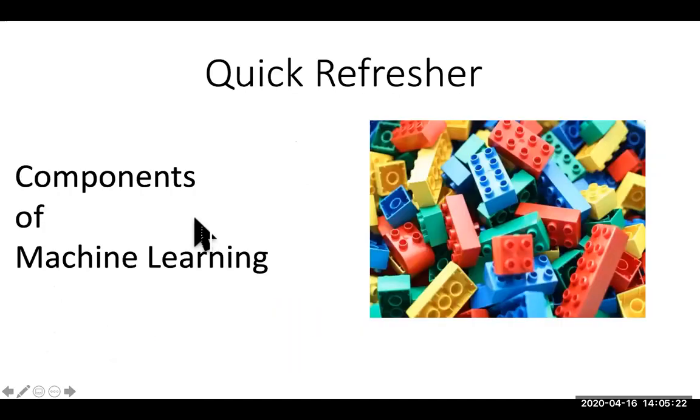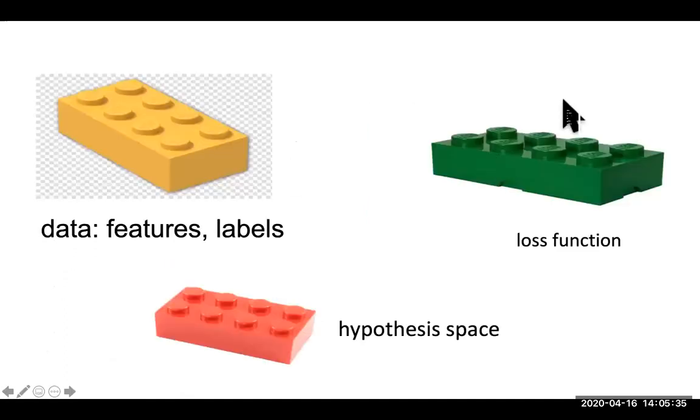Okay, so as I understood, you had already some lectures on concepts in machine learning. I want just to start with a quick refresher on the components of machine learning. So in machine learning methods, you typically combine three components. So the first component is data. Data in the sense of having a lot of data points.